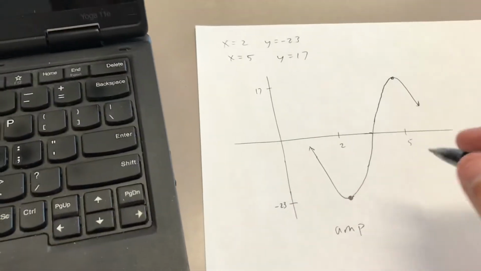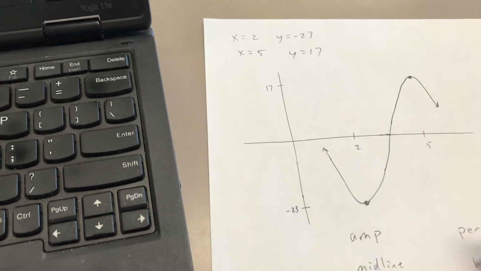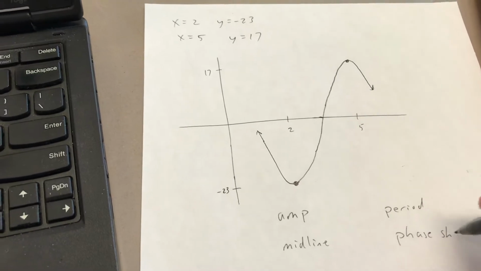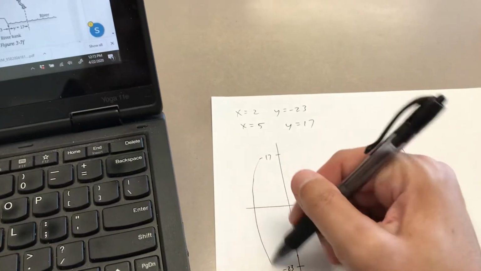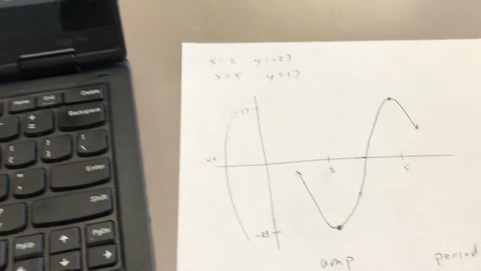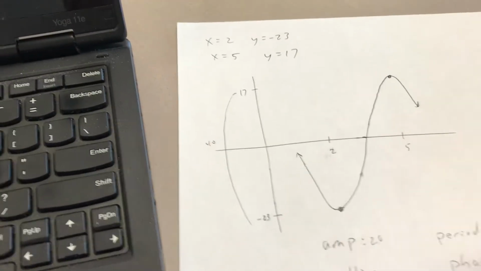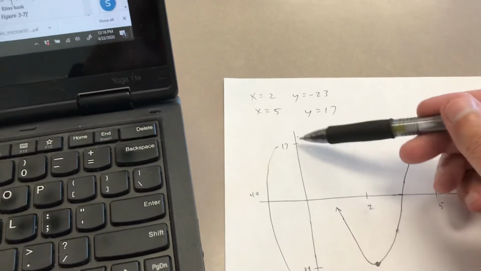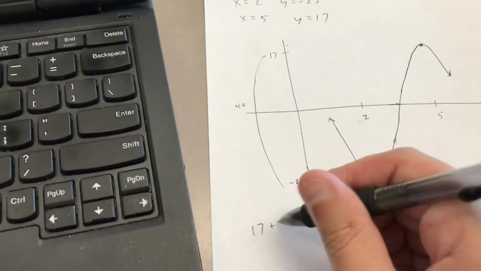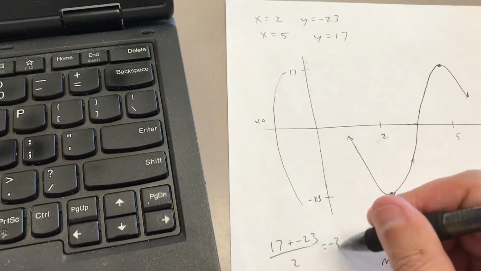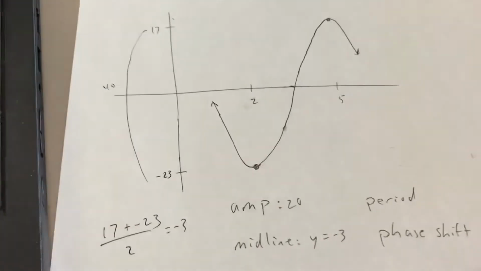You should be able to figure out the amplitude and the midline and the period and the phase shift relatively easily with what we have. All right, the amplitude. This thing goes from negative 23 to positive 17. That's a total distance of 40, okay? Remember, the amplitude is halfway between the top and the bottom, so half of 40 is going to give us an amplitude of 20. All right, the midline is halfway between these two, so you could count down 20 from 17. I usually average the two values. If you add 17 and negative 23 and you divide by 2, you get negative 3. So the midline is going to be, shifting this graph down 3, it's going to be at y equals negative 3.